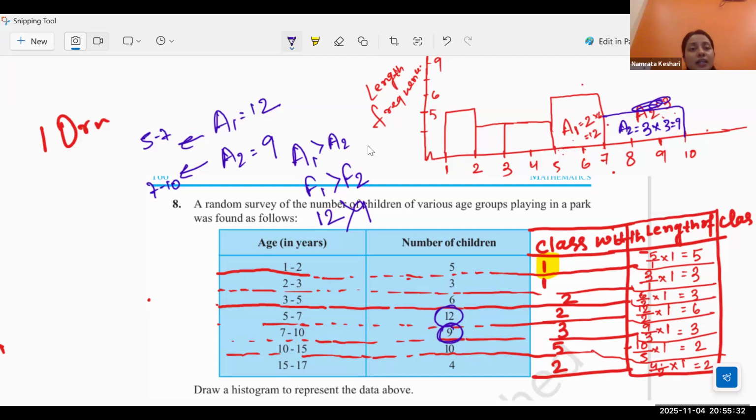Before that, does anyone have any confusion? No, ma'am. So this is how we'll be working with the data when the class sizes are not the same. Now I'll take the next question: when the grouped data is not continuous, then what will we do? We will take that question, and after that we'll start with the frequency polygon. Once you are done, please let me know. I'll rub everything out and take the next question.